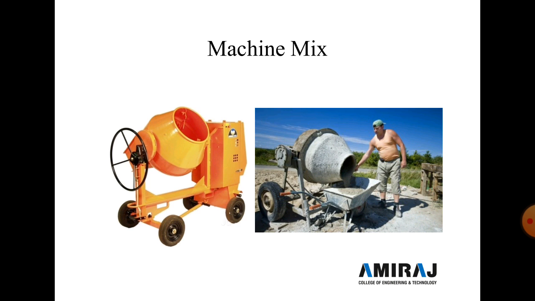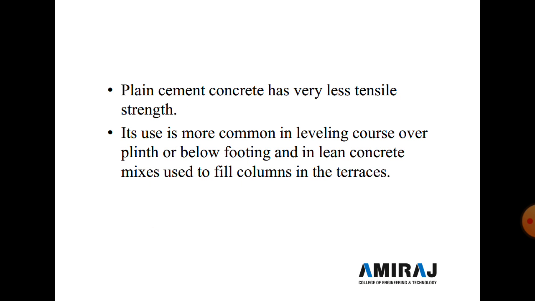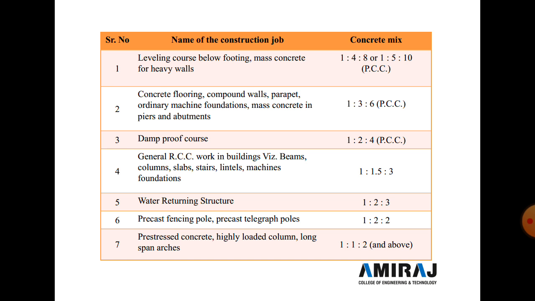Now plain cement concrete has very low tensile strength. Here no reinforcement is provided, so tensile strength is low, and therefore it is not used for flexural members. Its use is more common in a leveling course over the plinth or below the footing. Lean concrete mix is used to fill the columns in terrace. And here a table is provided.